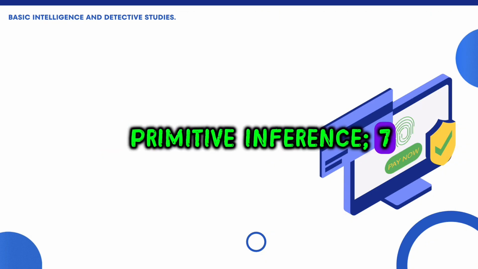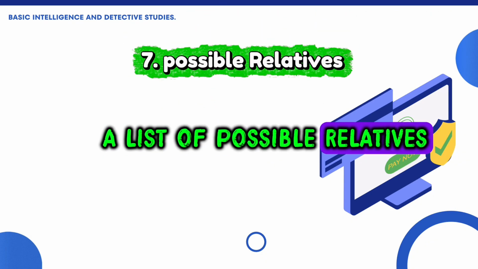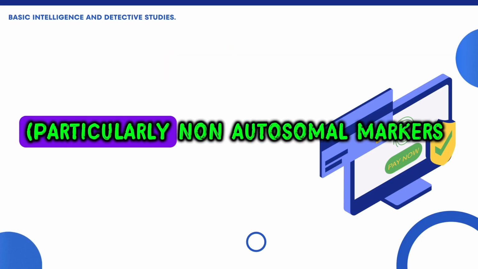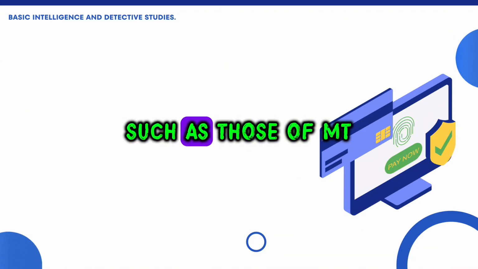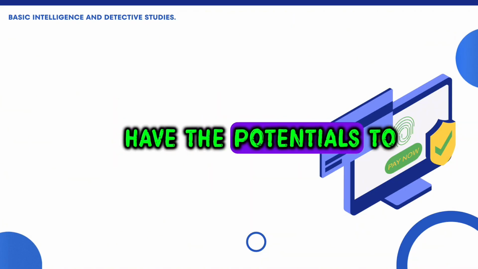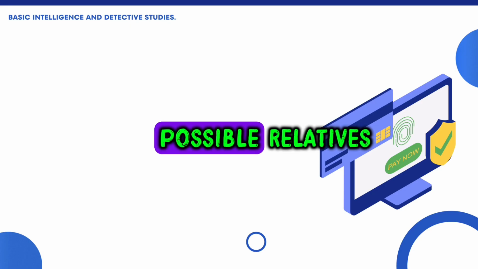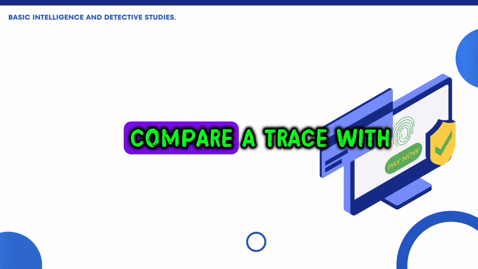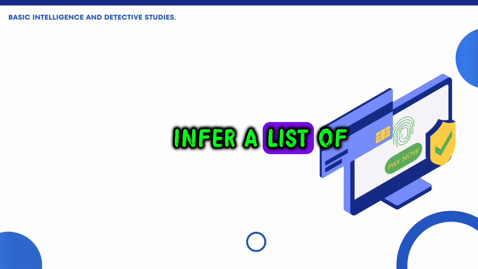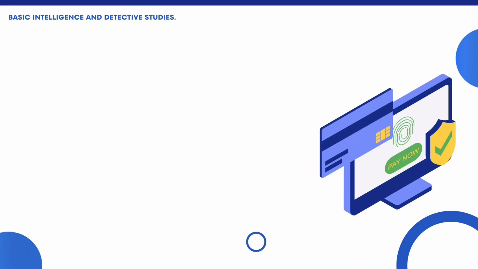Primitive inference 7, a list of possible relatives. Similarly, some uses of DNA, particularly non-autosomal markers such as those of mtDNA and the X and Y chromosomes, have the potential to infer a list of possible relatives to the source. Compare a trace with a reference collection of prints taken from persons. Infer a list of possible relatives.